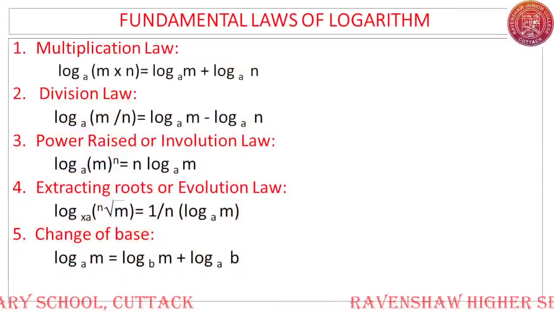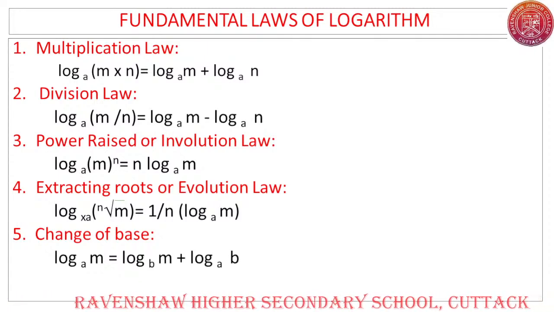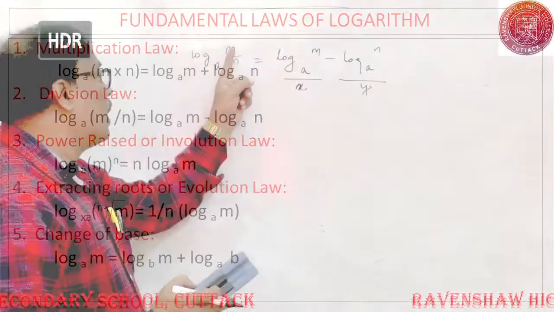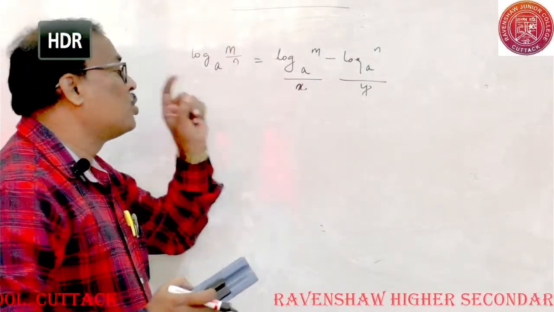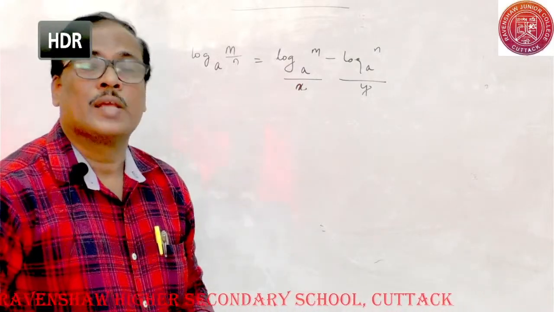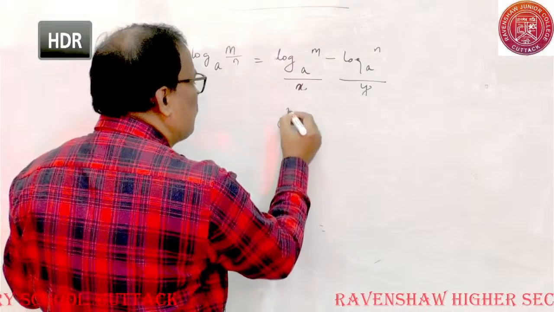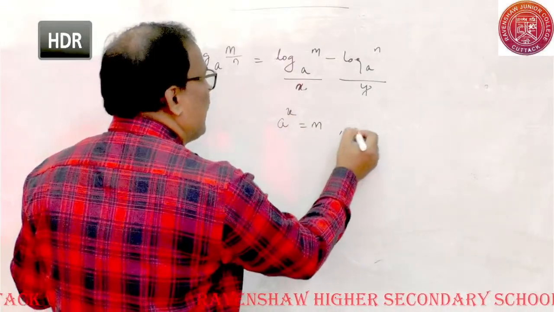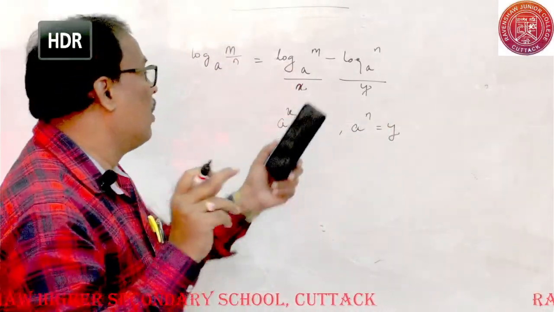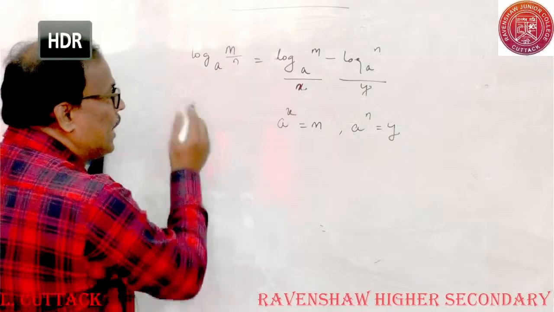Here you have m by n, and we have to prove this: m by n will become a subtraction. This is the fundamental law: log m by n to the base a should be equal to log m to the base a minus log n to the base a. Let a to the power x is equal to m, and a to the power y is equal to n. Then log m to the base a is x and log n to the base a is y.